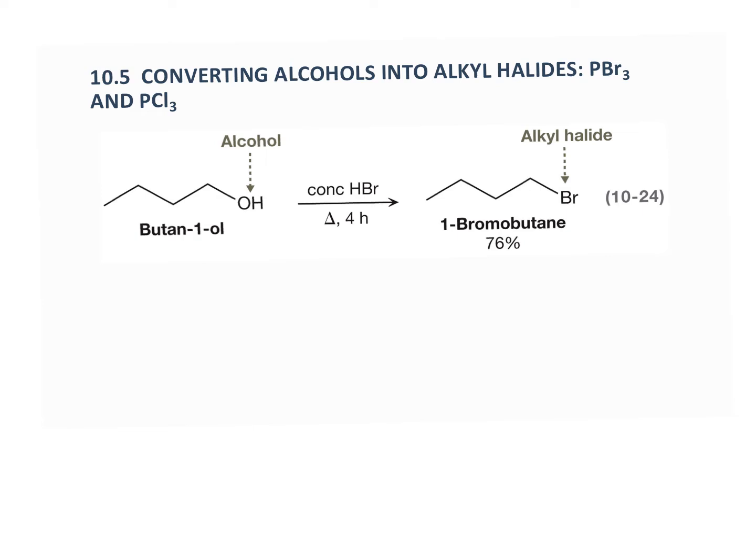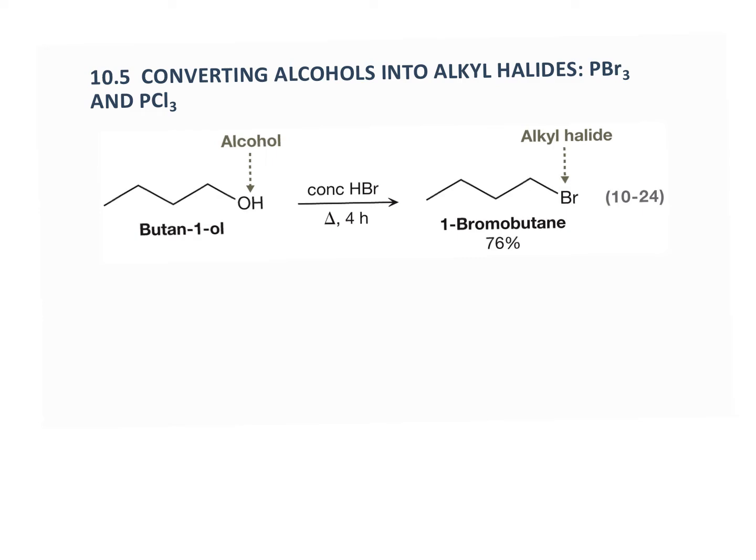One way to carry out the conversion, which we saw previously, is to treat an alcohol with concentrated hydrochloric acid or hydrobromic acid. In the example that we see here, 1-butanol is converted to 1-bromobutane when it's treated with concentrated hydrobromic acid. Now, let's look at the mechanism for this.